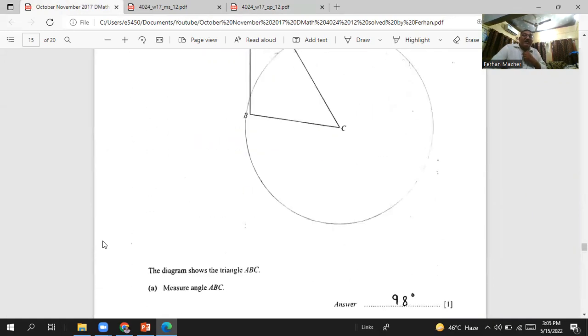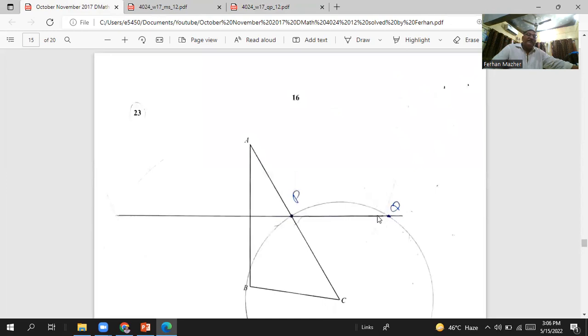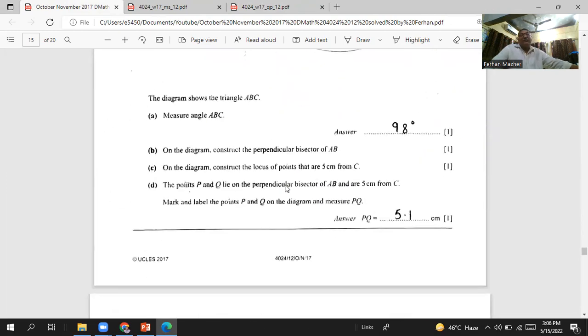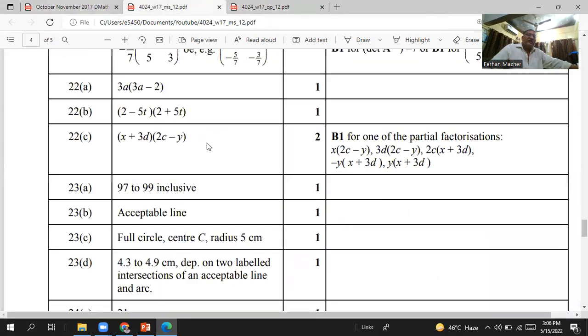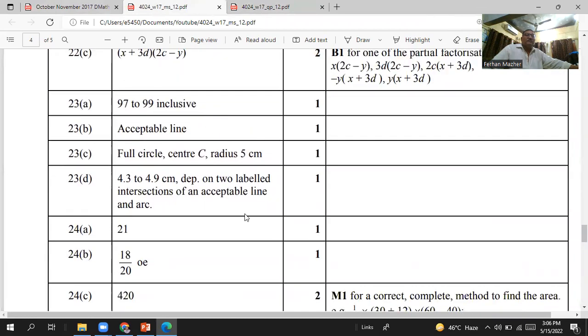When you measure the PQ distance, it will be 5 point something. It is 5.1 centimeters. You can put the scale there and actually measure it. So that will be the length PQ. So let me show you. I said 5.1 and they say 4.9, so it's approximately the same. So this is our answer.